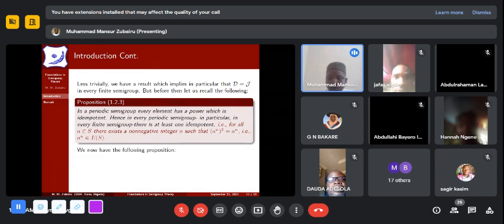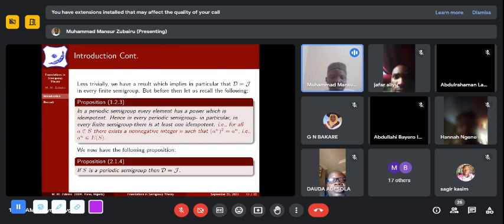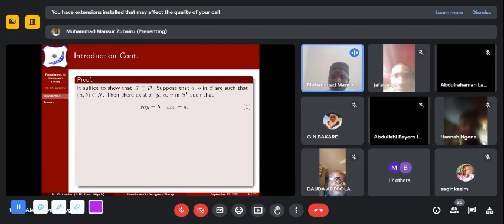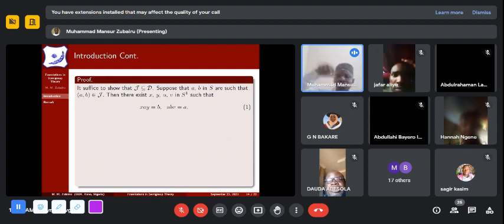So we now have the following proposition. That is, if S is periodic or if S is finite, then D equals J. That is, these relations are equal. So in a finite semigroup, the two relations are the same. Now, to prove this, it suffices to show that J is a subset of D. I'm sure we have seen in our previous two slides that D is a subset of J. So here we need to show that J is sitting inside D. And to do that is to pick an element in J and show that that particular element is in D.